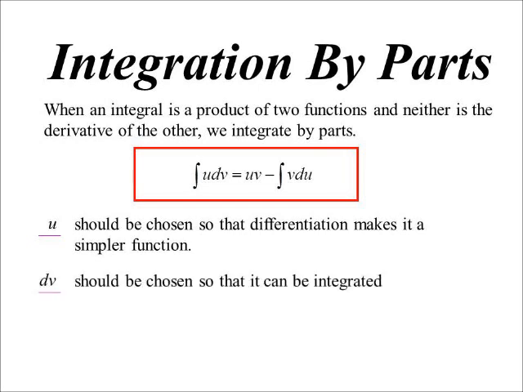The dv then has to be something you can integrate. Now that might force your hand on what you choose for the u, because even though the u might be something simpler, if you then end up with something you can't integrate for the dv, I've got no choice, I've got to use that for the u. Because if I can't integrate it, I can't go any further.